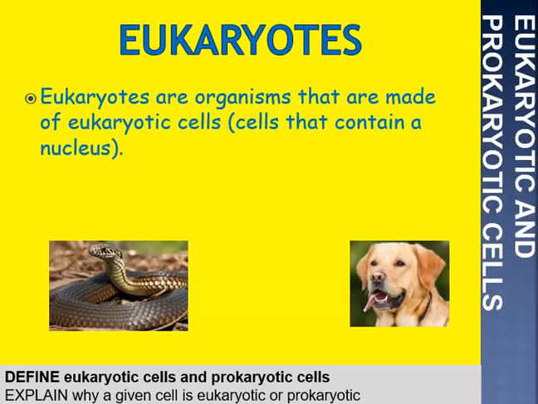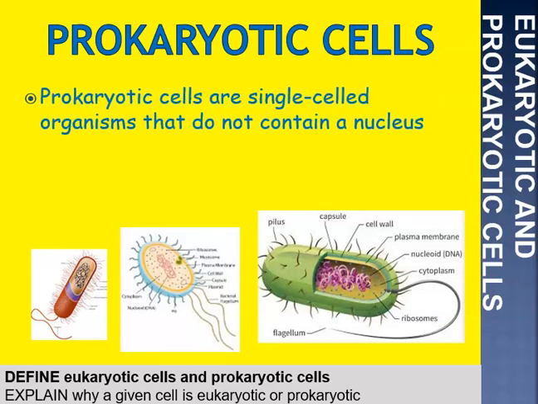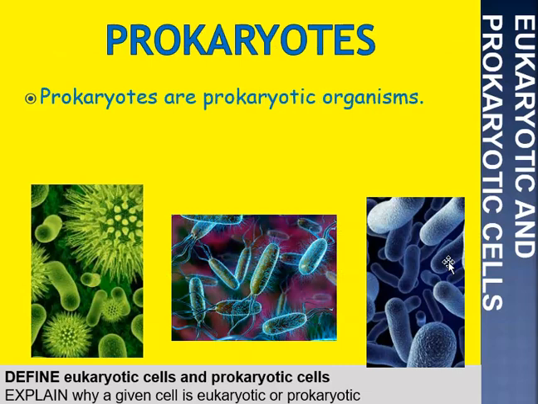Okay, moving on. There are prokaryotic cells. Now, prokaryotic cells are single-celled organisms that do not contain a nucleus. So they are made of one cell and they do not have that nucleus. Now, as you can see from this diagram here, they still contain DNA, but it is not inside a nucleus. So prokaryotes are prokaryotic organisms. They are single-celled, they do not contain a nucleus. So we're going to have a look at an example now.